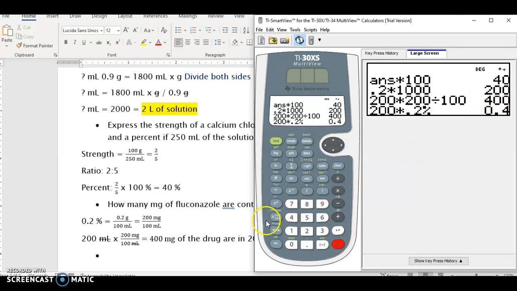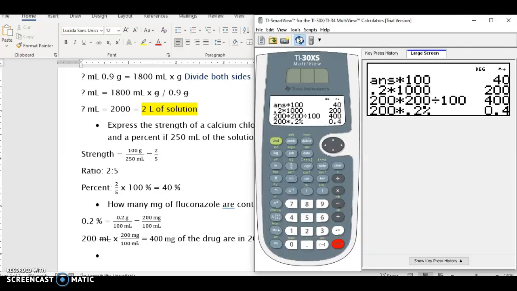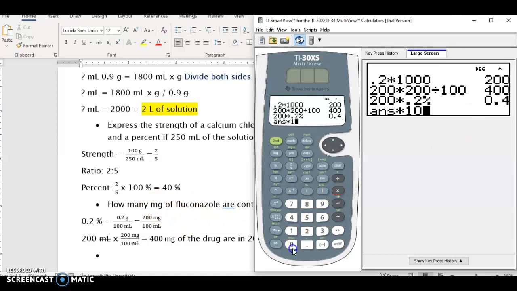Remember that when working with dry solutes, the standard unit of measurement for the amount of solute is grams. So when we do 200 times 0.2%, we get 0.4, so in other words, there are 0.4 grams. It tells you the number of grams of solute in the solution, which is 0.4. Remember, it was asking for milligrams, so you would simply multiply it by 1,000 milligrams per gram, and you need to get the same answer.